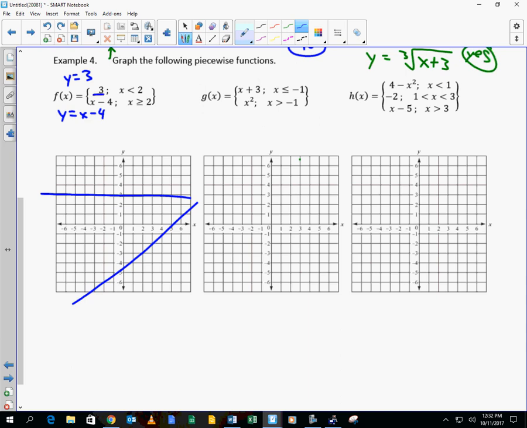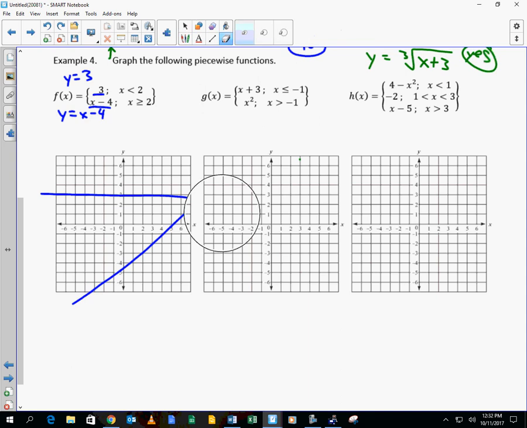You got to be able to look at 3 and know it's a horizontal line. If you don't know that, then that's something we've got to figure out. That was last unit, and that was 9th grade. You got to be able to look at x minus 4 and say it's a line that goes through negative 4 and has a slope of 1. If you can't do that, you're going to have to come and see me. We got to talk, because, again, that's review.